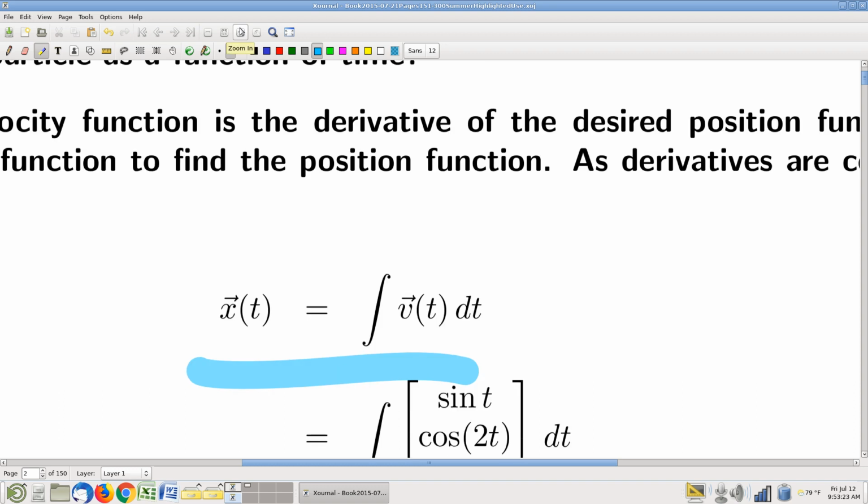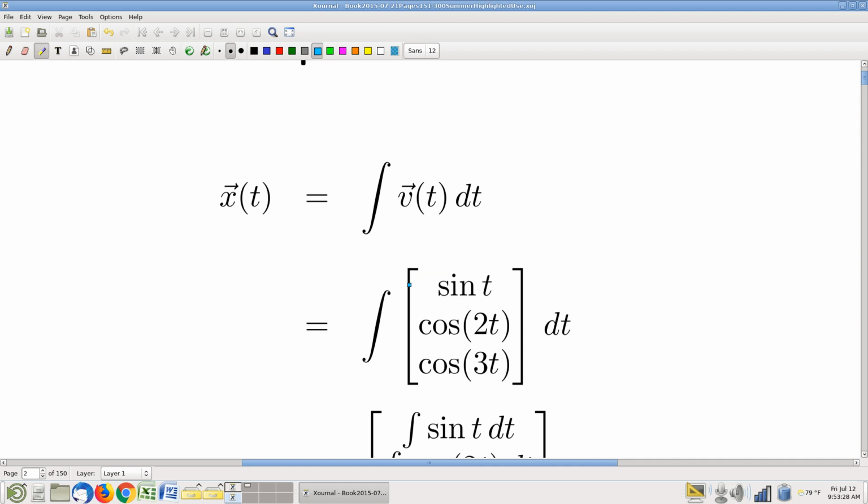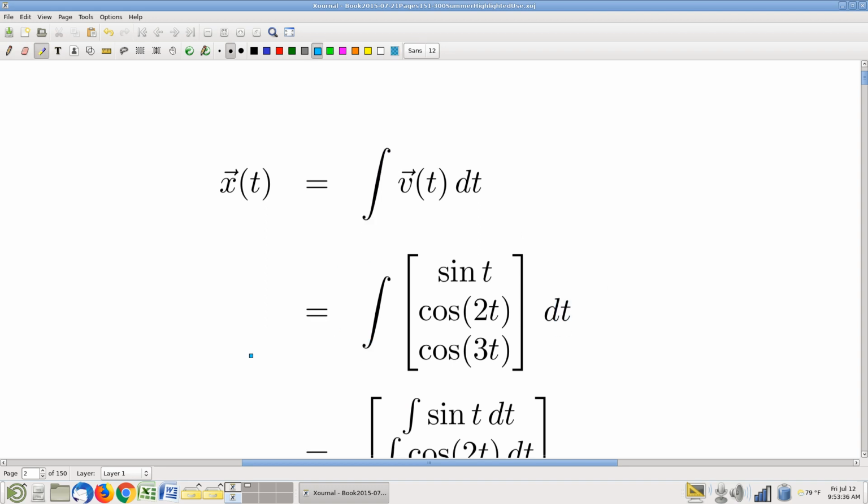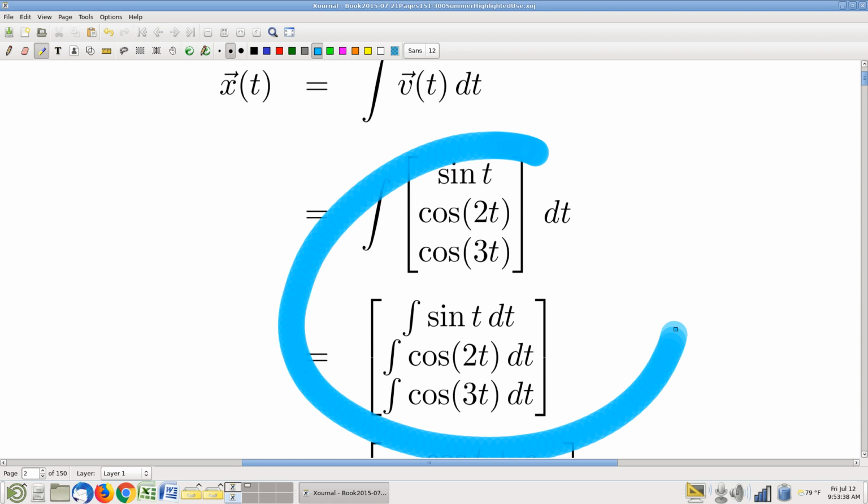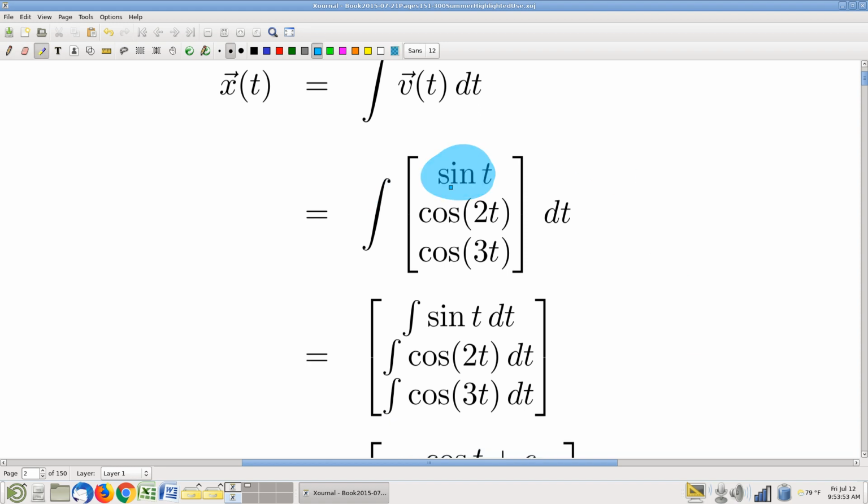Y'all willing to believe that one? Pretty believable, I think. So, okay, fine. We were given the velocity. We take the antiderivative of both sides. And how do you take an antiderivative of a vector? Well, now here's another thing I'm going to pose as highly believable. Derivatives are computed component-wise. So antiderivatives are also computed component-wise. So I can just look at each component individually and compute their antiderivatives individually.